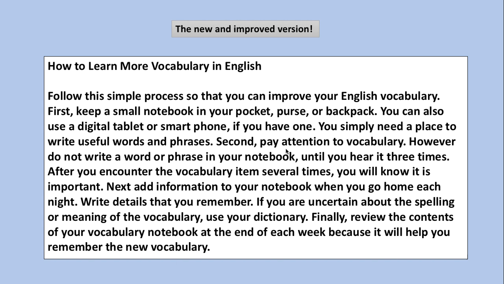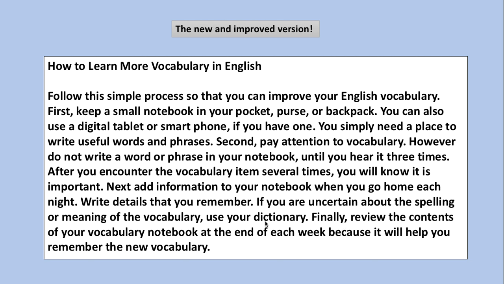Second, comma, pay attention to vocabulary. However, oops, and there should be a comma here, sorry guys. However, comma, do not write a word or phrase in your notebook until you hear it 3 times. After you encounter the vocabulary item several times, you will know it is important. Next, and there should be a comma here, add information to your notebook when you go home each night. Write details that you remember. If you are uncertain about the spelling or meaning of the vocabulary, use your dictionary.